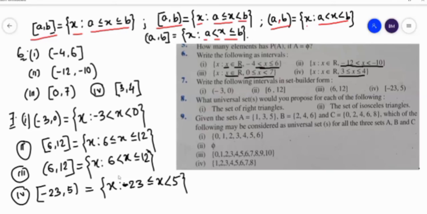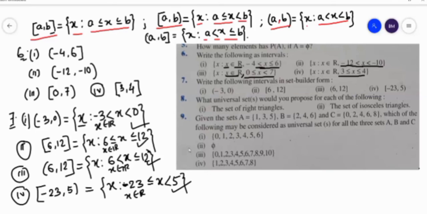I didn't mention that this x belongs to the real number set. So in each case you will write x belongs to R. Okay, I made that mistake. This is also x belongs to R. In this form you will write x belongs to the set of real numbers R, then comma, this statement.